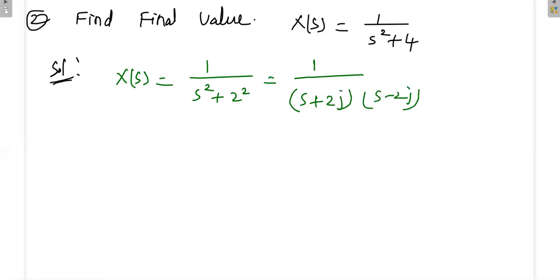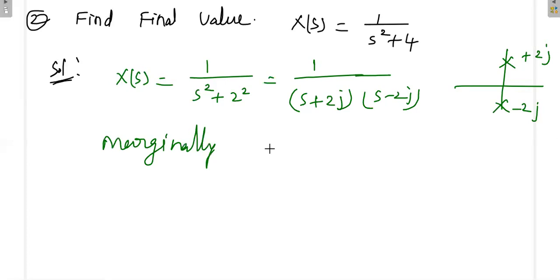That means poles are present on the imaginary axis, one at +2j and another at -2j. Now, what is the nature of this system? This system is not a stable system, but it is marginally stable. But the condition for us is that it has to be strictly stable. If it is marginally stable, then we cannot find the final value.